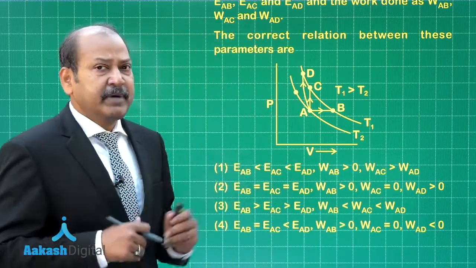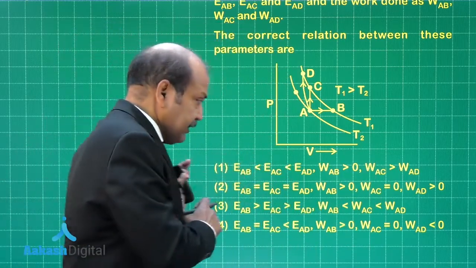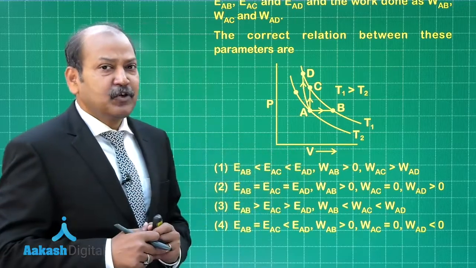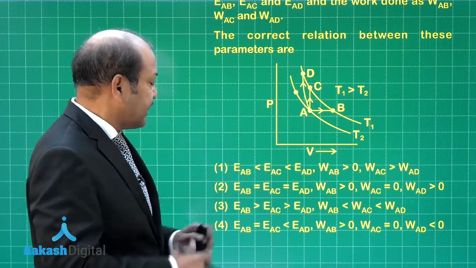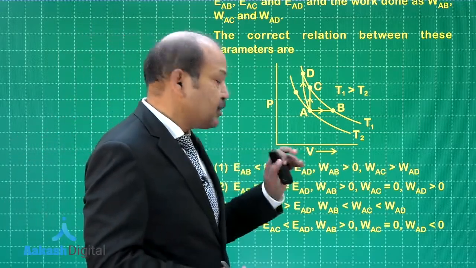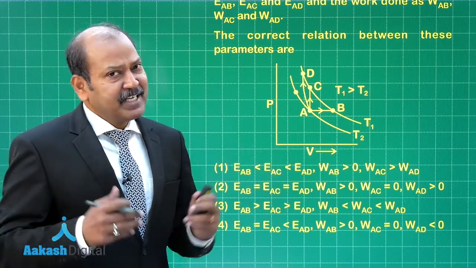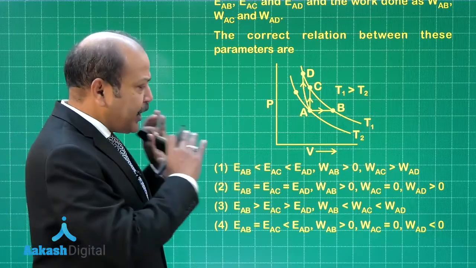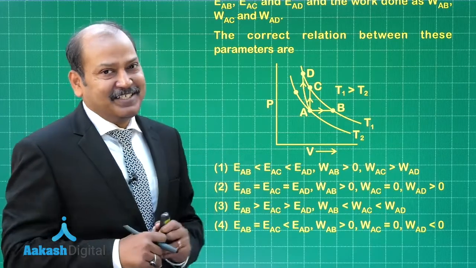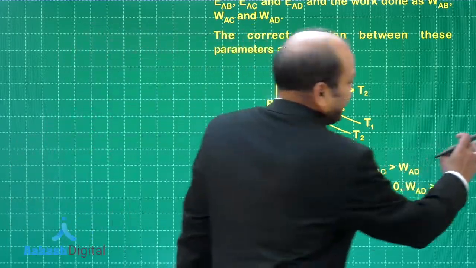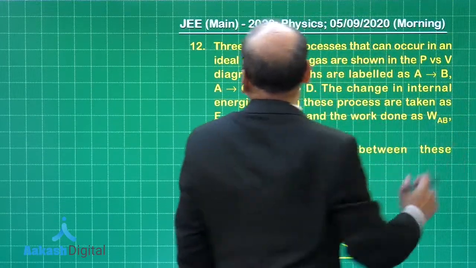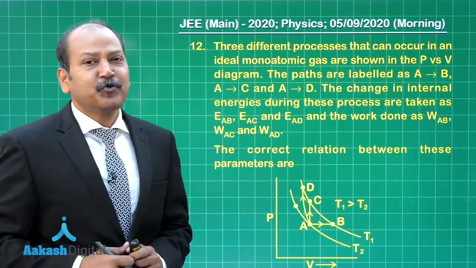Okay? It does not really match, and if it does not match, others clearly do not match anyway, because they violate the condition that EAB equals EAC equals EAD. So, for this particular question, it seems there has been a mistake. None of the options match. Well, I hope the discussion is clear. Let us now go to question number 13.